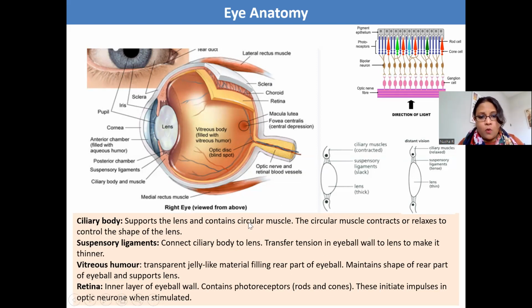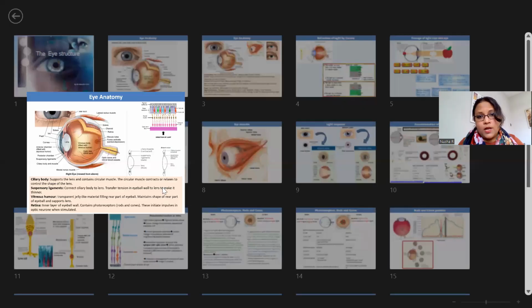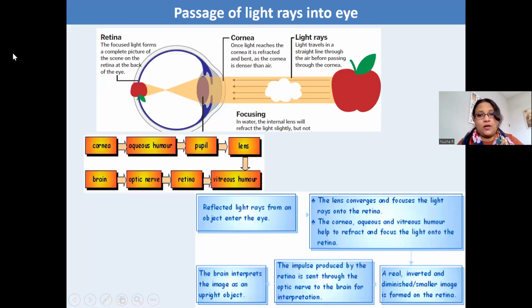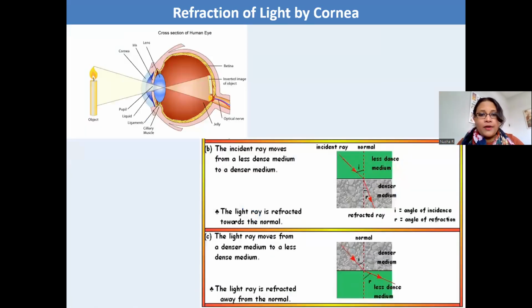So that was just a little summary of the main structures of the eye.